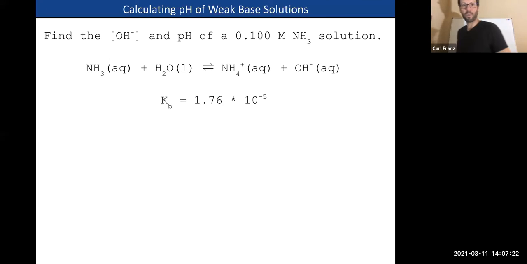So what's the information we have? We have Kb. That would be .1.